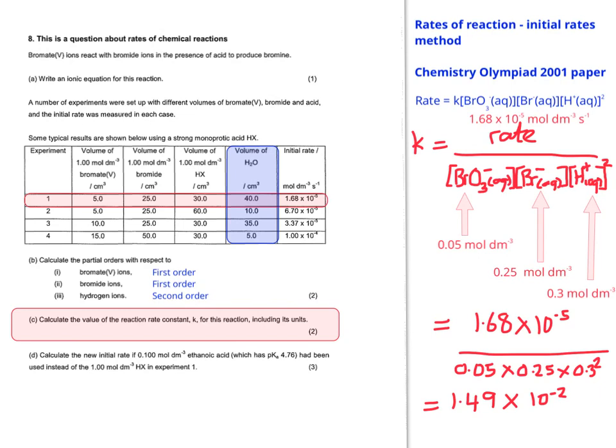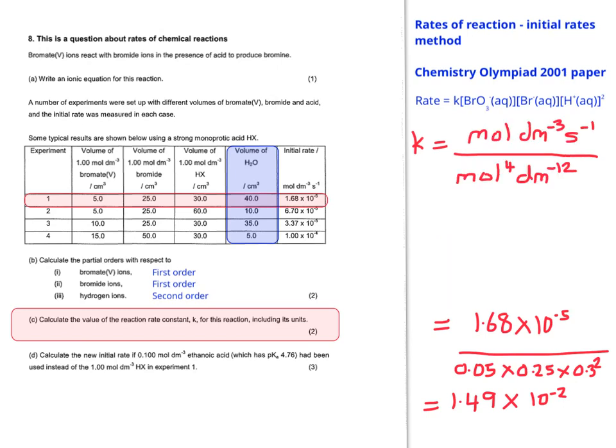Now what we've got to do is to work out the units. So combining all the concentration terms together in the denominator, that gives you moles to the 4, decimeter to the minus 12. So by cancelling, you get moles to the minus 3, decimeter to the 9, second to the minus 1 as the units.